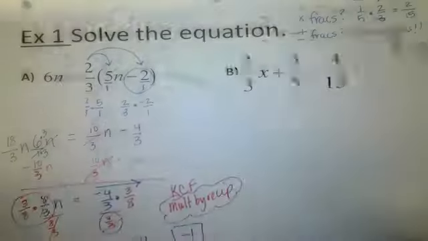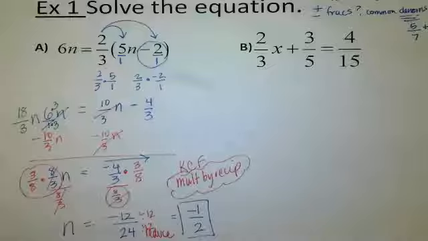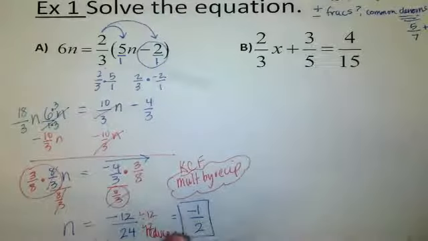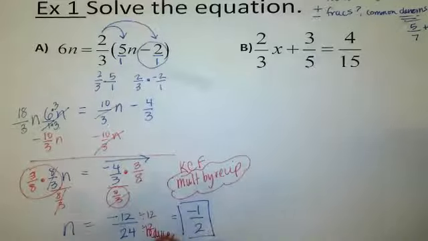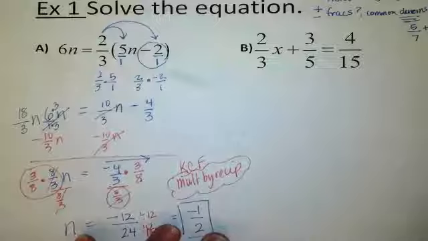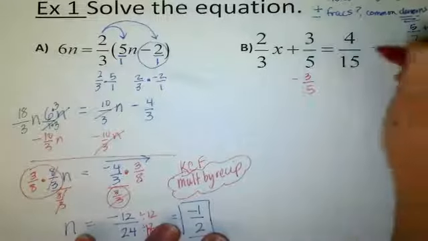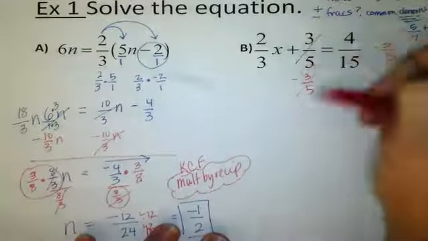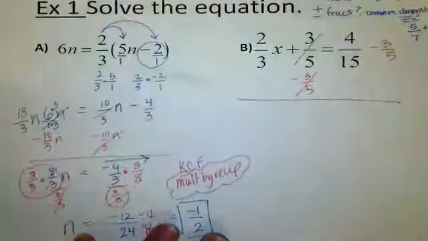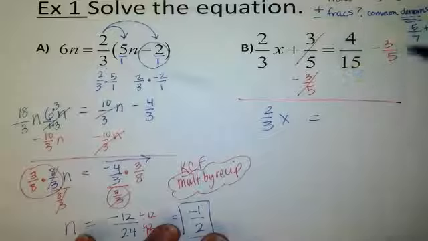All right, let's look at letter B. We have 2/3 x plus 3/5 equals 14/5. What are we going to do first? You could make all the denominators the same. I'm gonna do that next. So I'm gonna go ahead and say we would subtract 3/5, right? From both sides. So plus 3/5 and minus 3/5 is 0. And so I would have 2/3 x is equal to 4/15 minus 3/5.